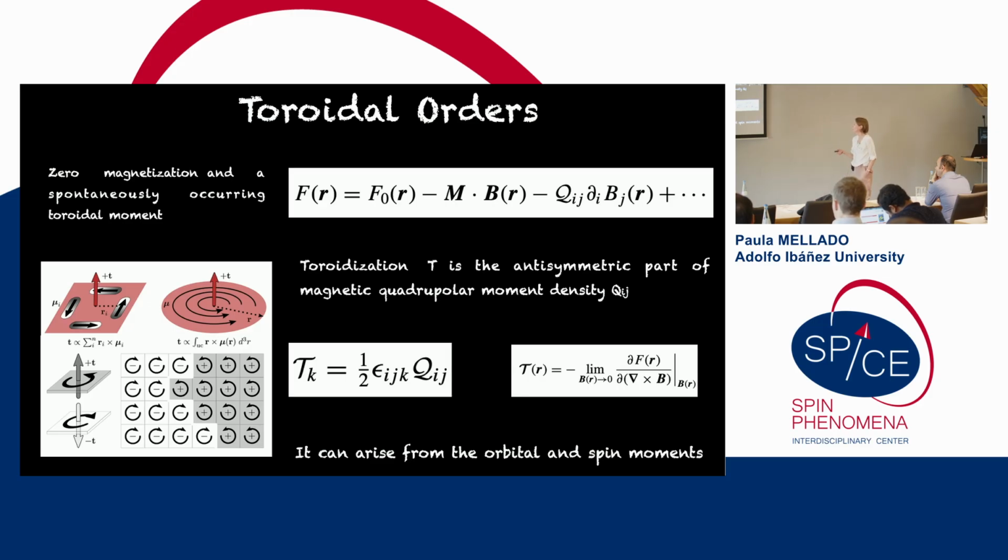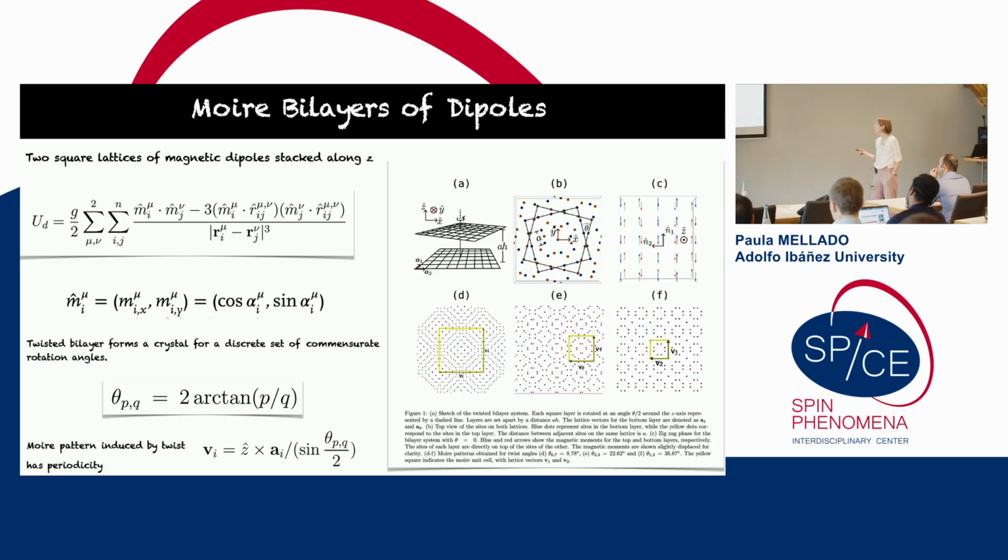It's very interesting, and you can understand that from the free energy of the system, which you can expand in terms of gradient of the magnetic field, and the terms proportional to these quadrupolar moments here is what is called toroidicity. Okay, so it can arise from orbital and spin moment, and what I want to tell you is that actually it arises in a very simple system also, and now this is a bilayer system.